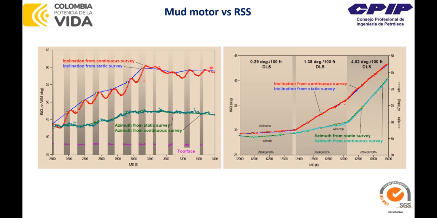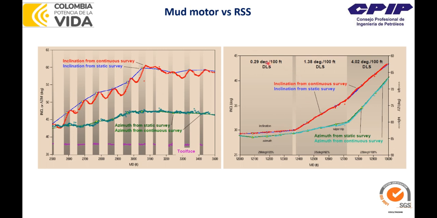in the survey trajectory. Okay, and this part is drilled with the rotary steerable system, and you can see that dogleg severity is increasing. At this part it was 0.29 degrees per 100 feet. At this part it was 1.38 degrees, right? Which is almost 5 times bigger than here. And this is the maximum aggressive dogleg severity, which is 4.02 degrees per 100 feet.